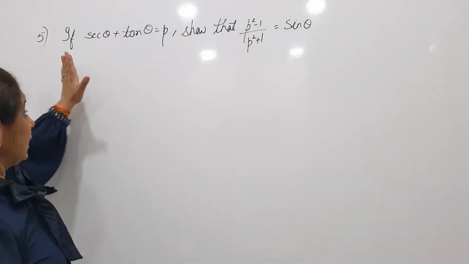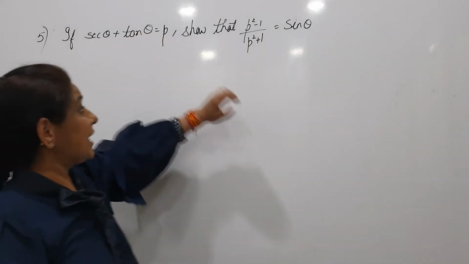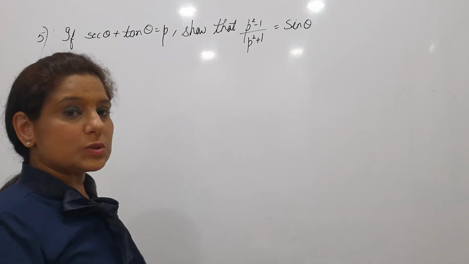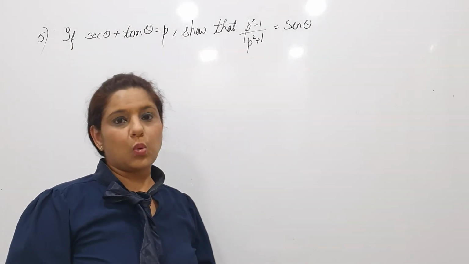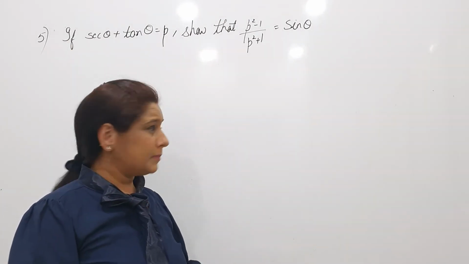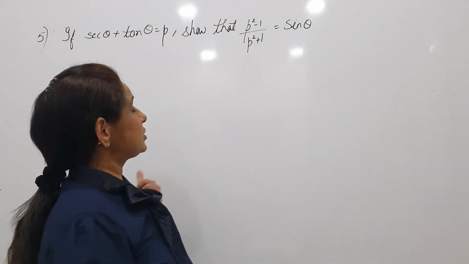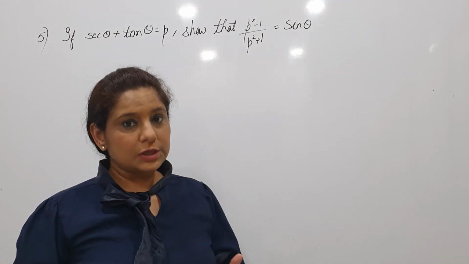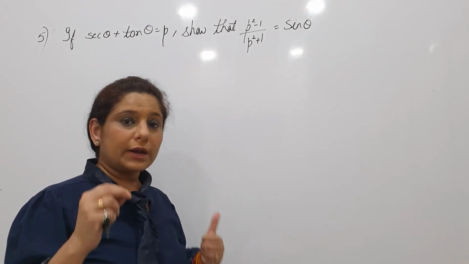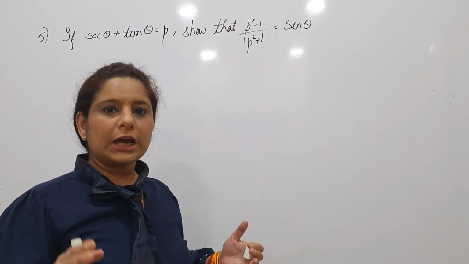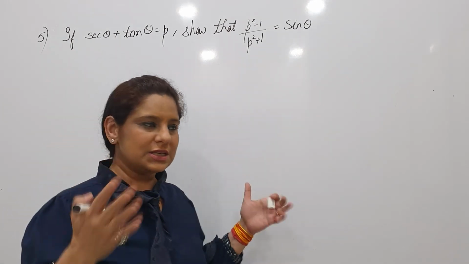ये question है, if sec theta plus tan theta is p, then show that p square minus 1 upon p square plus 1 is equal to sin theta. अब तक इतने क्वेश्चंस करने के बाद आपको रियलाइज हो गया होगा कि ये वाले क्वेश्चंस एग्जाम पॉइंट ऑफ व्यू से तो इम्पोर्टेंट है ही, और एक और बात है इनकी कि ये दिखने में जितने डिफिकल्ट लगते हैं ये करने में उतने ही इजी होते हैं.